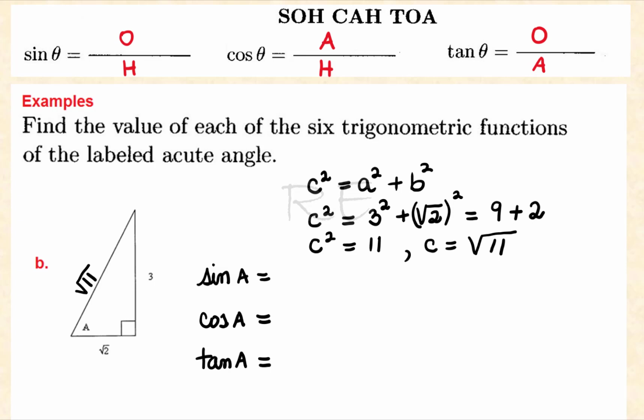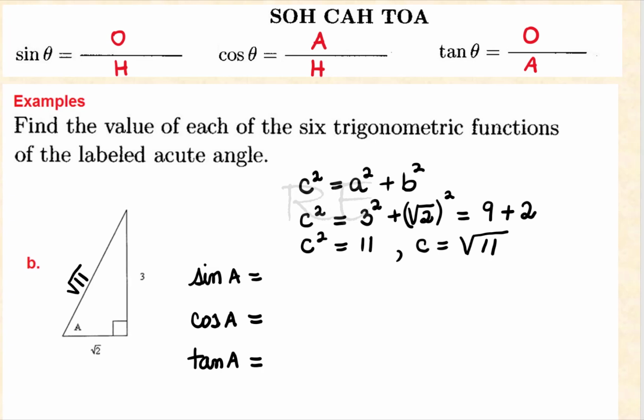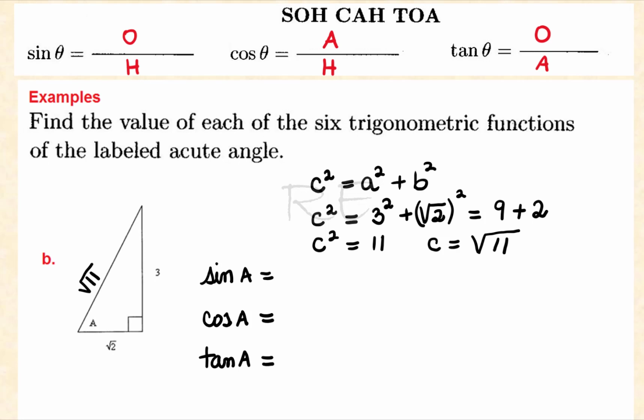Sine A is the opposite over the hypotenuse, so it's 3 over square root of 11. When we rationalize the fraction, it's 3 times square root of 11 divided by square root of 11 times square root of 11. Final answer is 3 square root of 11 over 11.